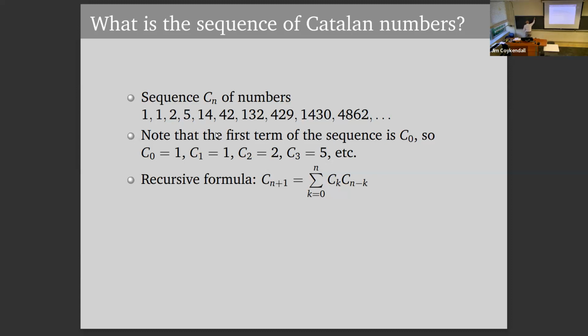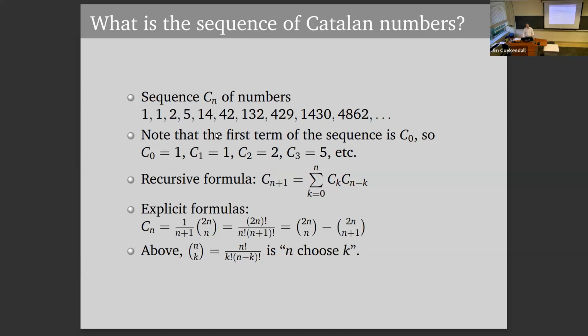Then this gives you the 5th Catalan number, which is 42. You do the sum here. Once you know that, you can use this recursive formula to find C6. And there are some explicit formulas. The most commonly seen one is 1 over n+1 times 2n choose n.